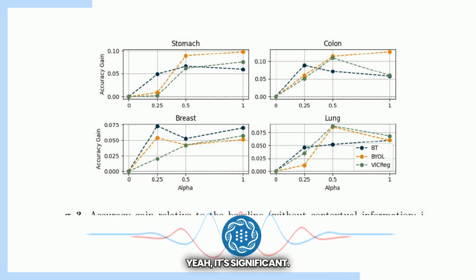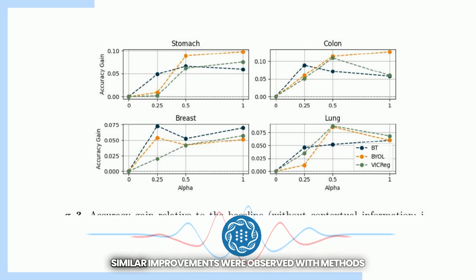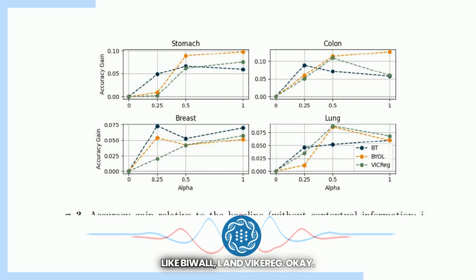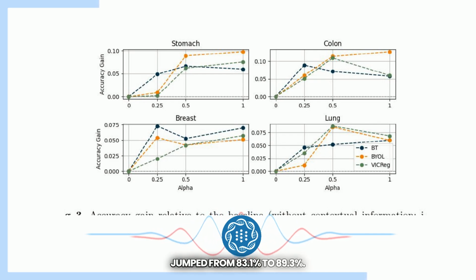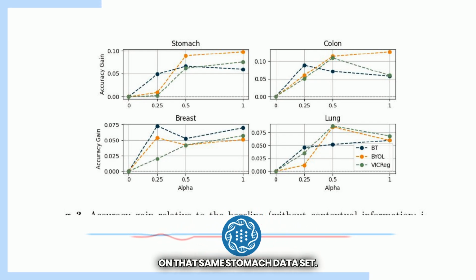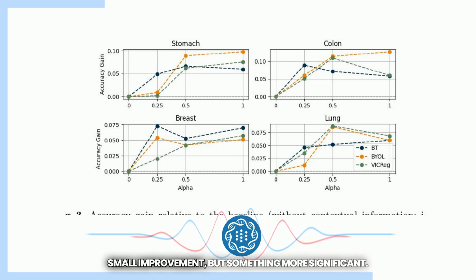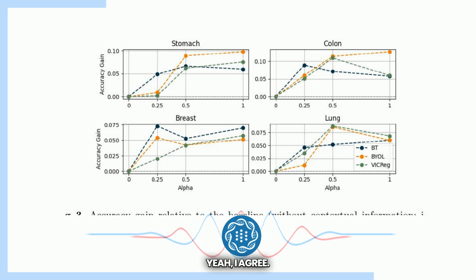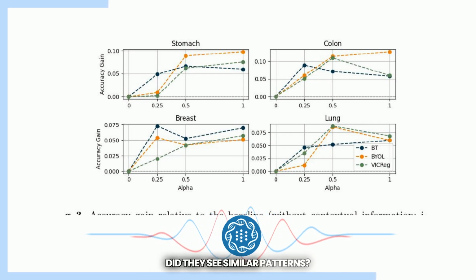Yeah, it's significant. Did they see similar gains when they used other SSL methods? Yeah, they did. Similar improvements were observed with methods like BiWAL-L and VikeReg. For instance, with VikeReg, the accuracy jumped from 83.1% to 89.3% on that same stomach dataset. It really seems like this approach is bringing something new to the table, not just a small improvement, but something more significant across different methods. What about the other data sets? Did they see similar patterns?